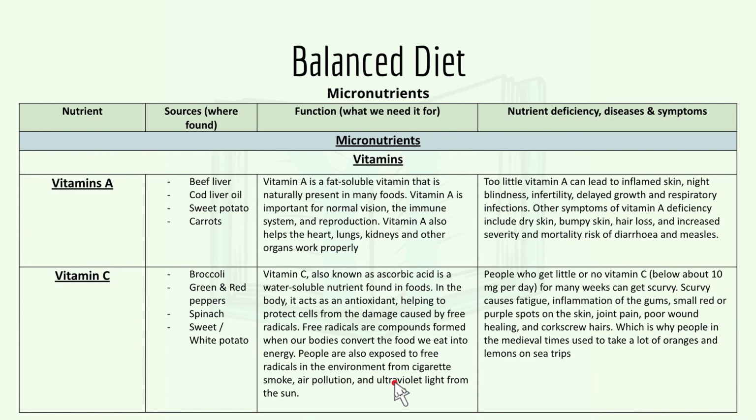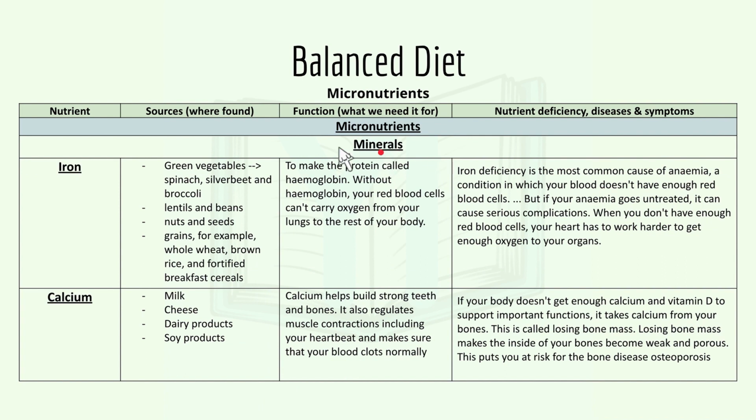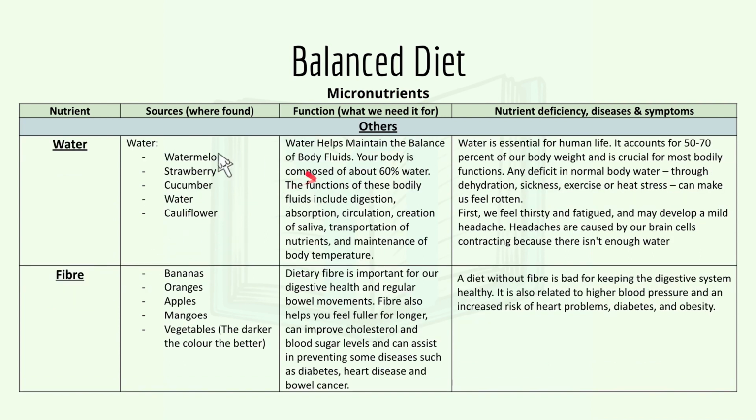And moving on, we have micronutrients, which are vitamins over here, and minerals over here, which includes iron and calcium, as these 2 are some of the most important minerals in the body. And then we have others, which include water and fiber. So we'll move on in a few seconds.